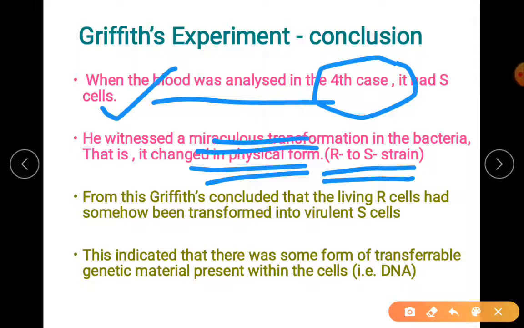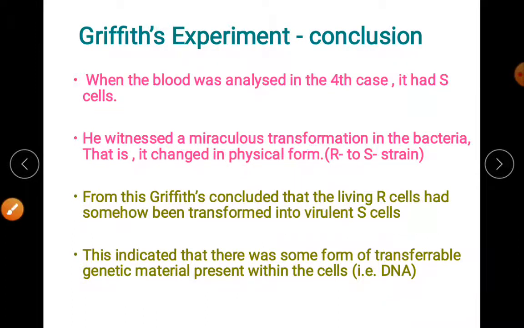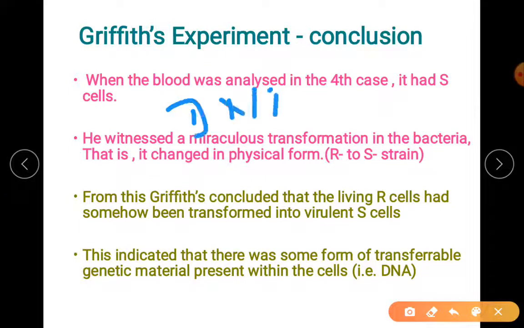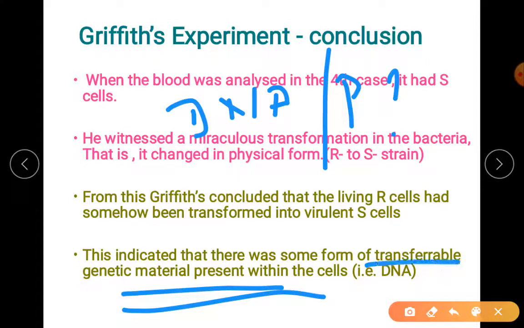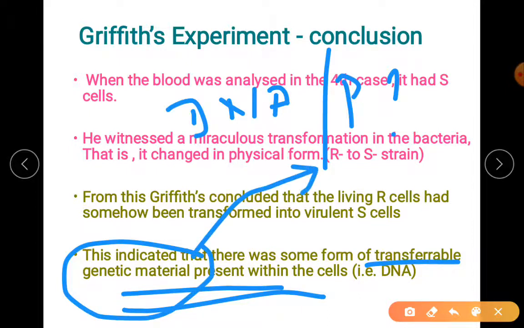Immediately when he noticed that, he concluded that living R cells had somehow transformed into virulent S cells. But he could not conclude whether it was DNA or a protein that was responsible. So he said there was something transferred into another cell, and that is called transformation. From R to S it has transformed, because some genetic material was taken up by the R strain.